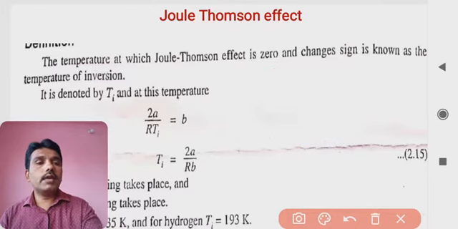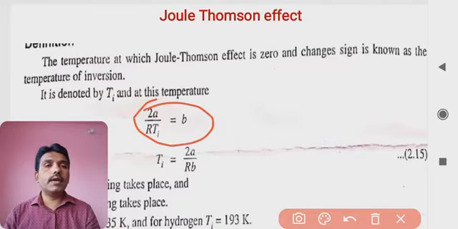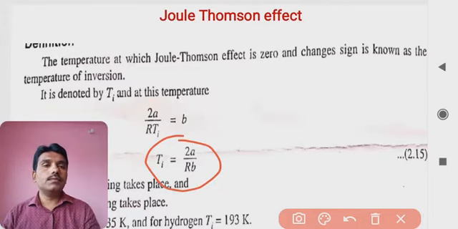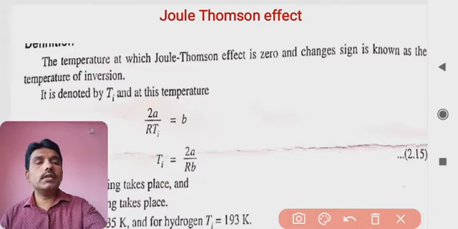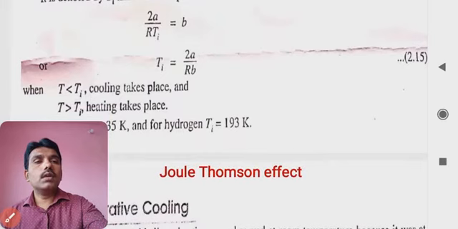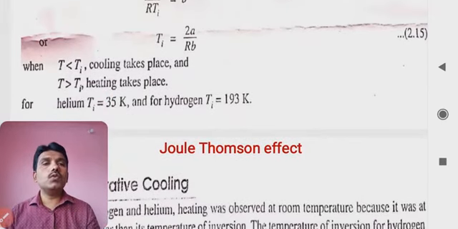And it has the relationship 2a divided by RTI is equal to b. So TI is equal to 2a divided by Rb. So this is the relation for the temperature of inversion. आणि हे टेम्परेचर ऑफ इन्व्हर्शन जे आहे पर्टिक्युलरली ह्या केसमध्ये जेव्हा की मला डिफाईन करायचं असते, तर त्याच्यासाठी TI is equal to 2a divided by Rb.